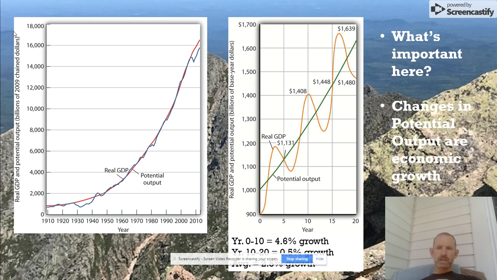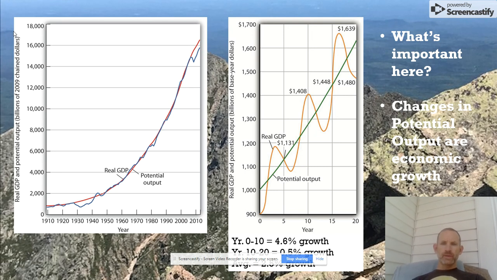Economic growth means that there are changes in our potential output, meaning what the economy is capable of producing if all of our factors of production are fully utilized. If you look at either of these graphs, you see one curve that goes up and down. That's the action of the economy, quarter to quarter, cycle to cycle. But the smoother line, the red one in the graph on the left or the green one in the graph on the right, represents our potential output. Potential output, again, is what we can produce if all of our factors of production are fully employed.